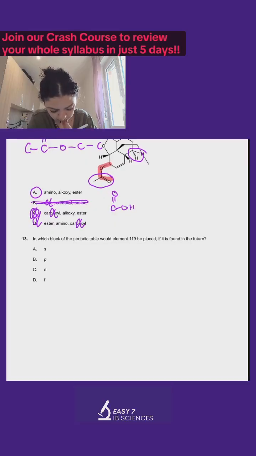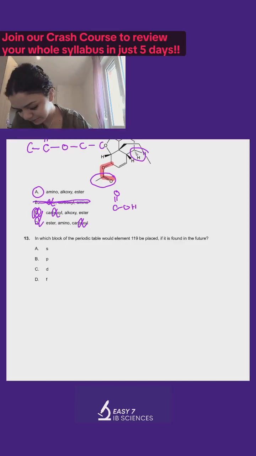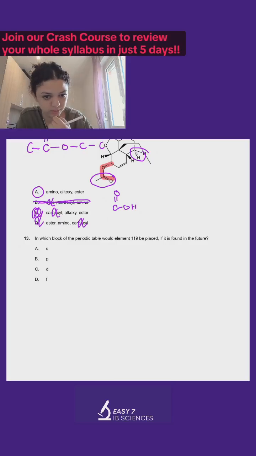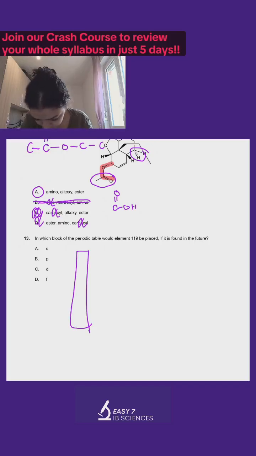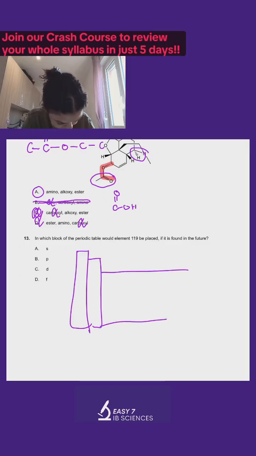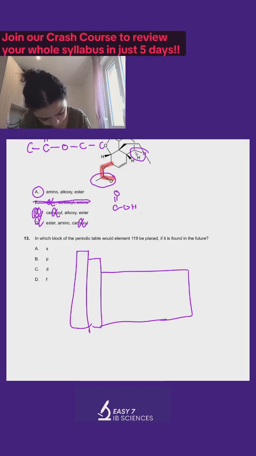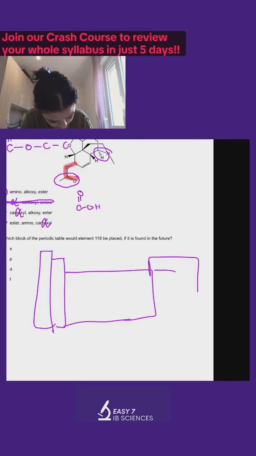In which block of the periodic table would element 119 be placed if it is found in the future? Okay, I'm going to open my periodic table. If you guys can also open the periodic table, because unfortunately, I wish I could switch for you guys, but I can't. So 119, maybe I can draw out the periodic table. Okay, the periodic table will be like this. Like this, and then like this, and like this.